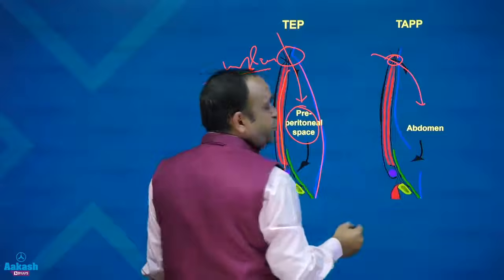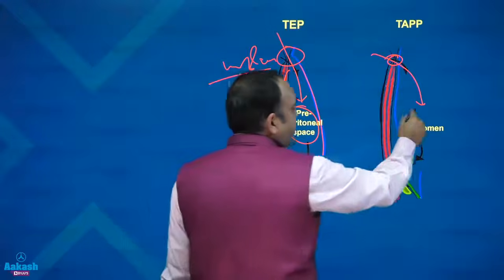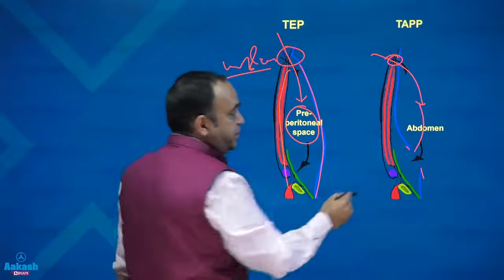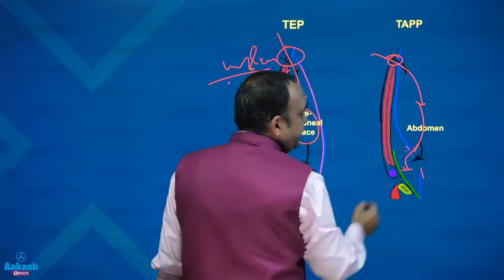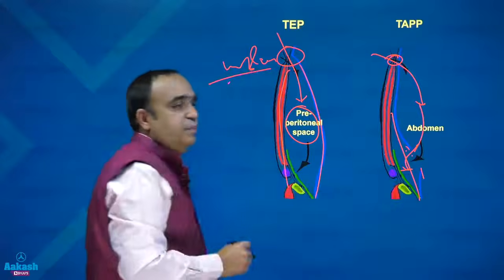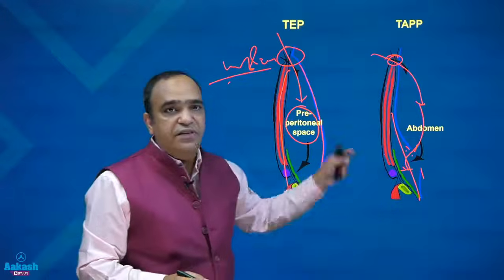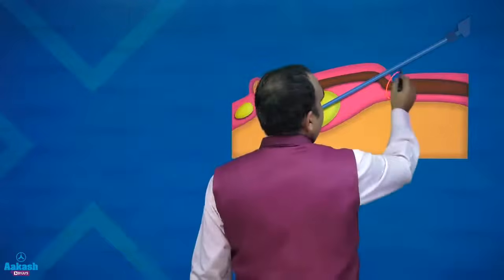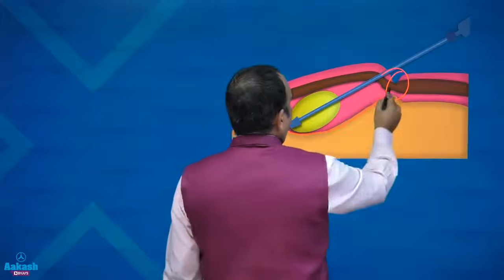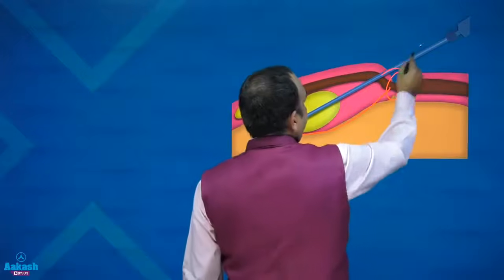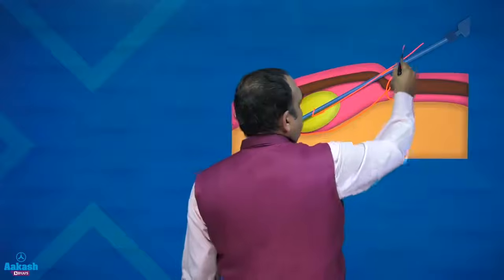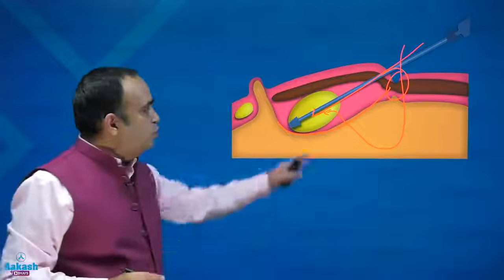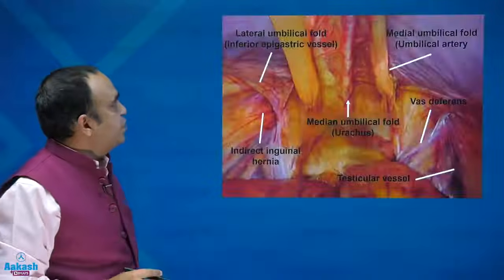Whereas in TAPP, the point of entry is the same. We first enter the abdominal cavity, that is the peritoneal cavity, and then we penetrate through the peritoneum. We cut the peritoneum and then we enter into the preperitoneal space and place the mesh here. So only the route is different, the end result is the same. So that's another angle. That's the umbilicus point of entry, that's the peritoneum. So in TEP we directly enter it, whereas in TAPP we first go into the peritoneal cavity, and through the peritoneum we reach the preperitoneal space.